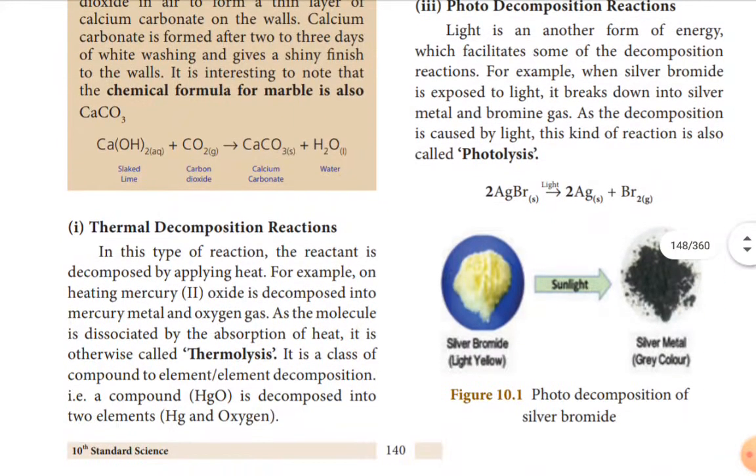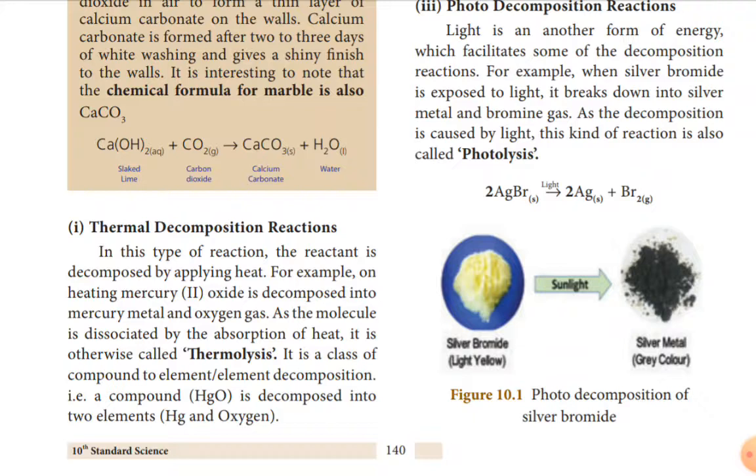Then next, see the first type of decomposition, thermal decomposition. Already told that in this type of reaction, the reactant is decomposed by applying heat, so it needs heat energy. One example is given. See, mercury 2 oxide is decomposed into mercury and oxygen. Mercury oxide, HgO, is the formula. Hg means mercury. On heating, HgO decomposes into mercury Hg plus oxygen O2. And here the molecule is dissociated because of the absorption of heat energy.